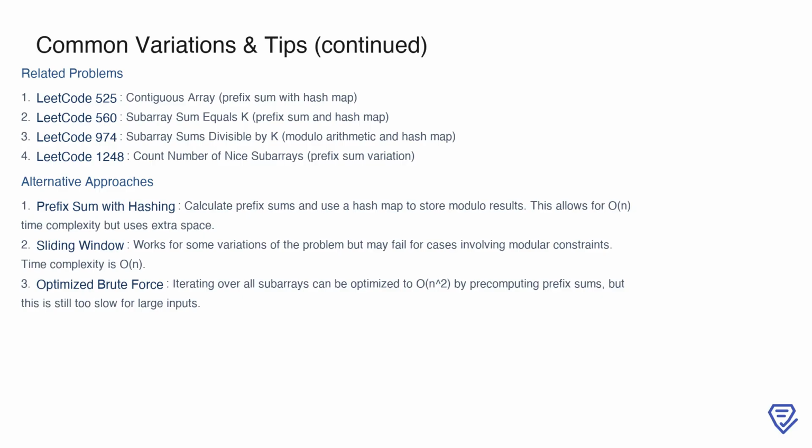As for alternative approaches, the prefix sum with hashing method is a popular choice because it achieves O(n) time complexity, though it requires additional space. Sliding window techniques can sometimes work, especially for simpler variations, but they might struggle with modular constraints, limiting their applicability. Lastly, there's the option to optimize brute force by pre-computing prefix sums. This reduces the time complexity to O(n squared), but it's still too slow for large inputs, so it's generally not the best choice for this problem.